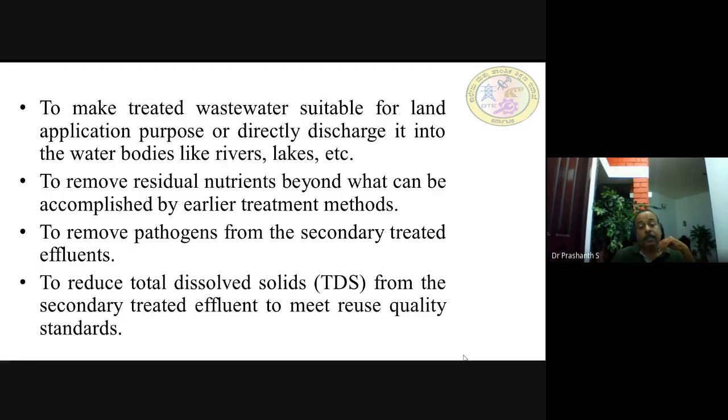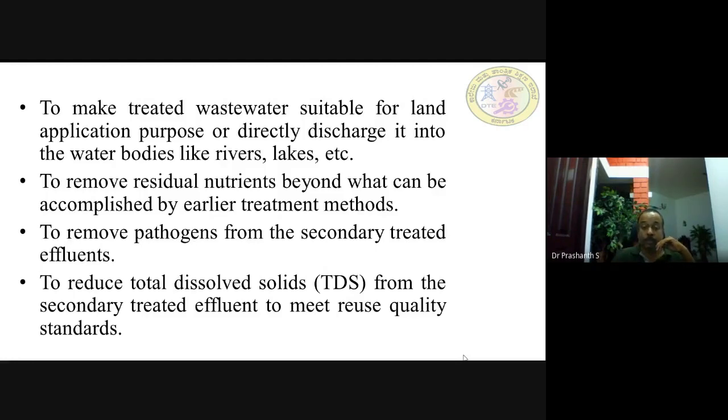And there may be a presence of microorganisms which are not helpful to human beings, or disease causing microorganisms which are called pathogens. So that has to be removed. In the secondary treatment, it is not removed. So in the advanced wastewater treatment, the pathogens are also removed.